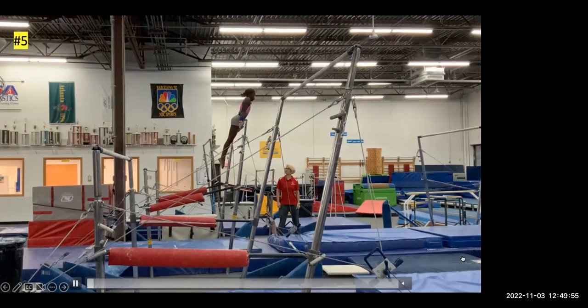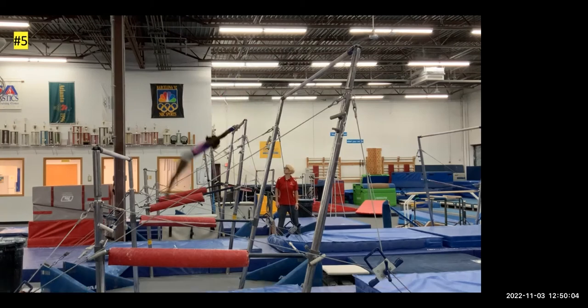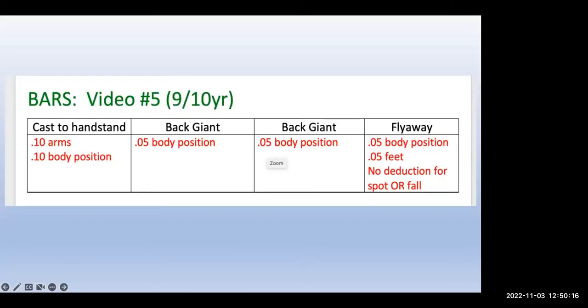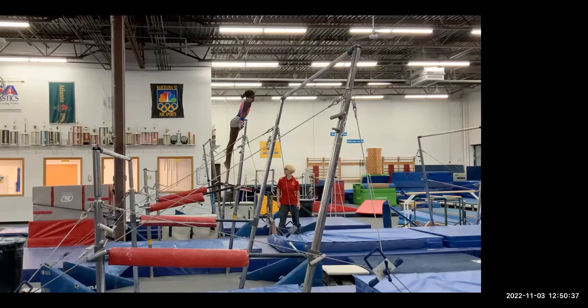And now we'll move on to the last girl. She's starting on the high bar. And remember the dismount, she's allowed to land and fall to her back. Handstand, we just had arms and body. The angle was okay. The 2 giants were just a little body position. And then the flyaway, remember we wanted to rotate the height of the high bar. She was pretty good. It was just body and feet. And then there is no deduction for falling because she's allowed to do that. So let's watch the last one again.